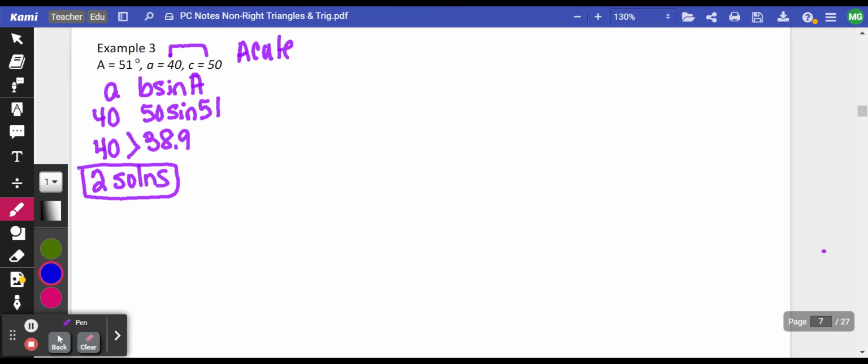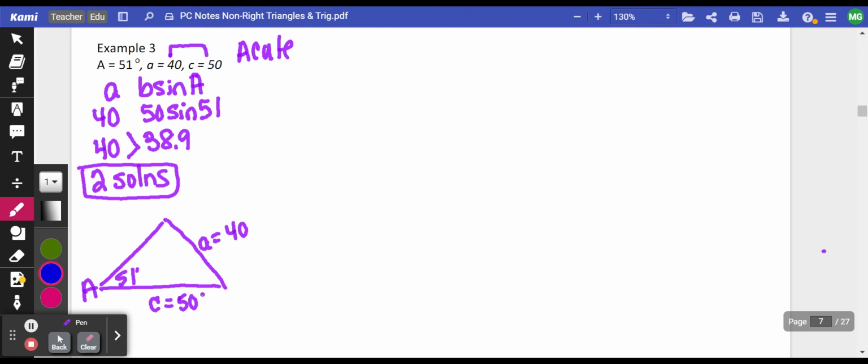So here's what we've been given. I'm going to kind of draw it here. It's not going to be drawn to scale because we're actually making two different triangles. But let's just take a look. So what we know is that angle A is 51 degrees. Side A is 40 degrees. And then side C is 50 degrees.